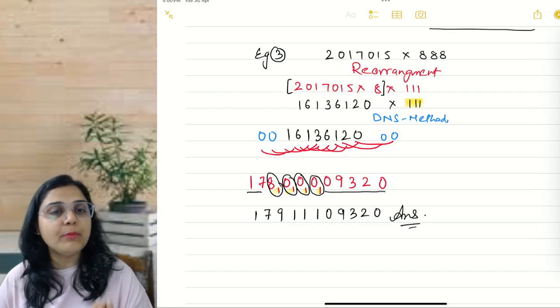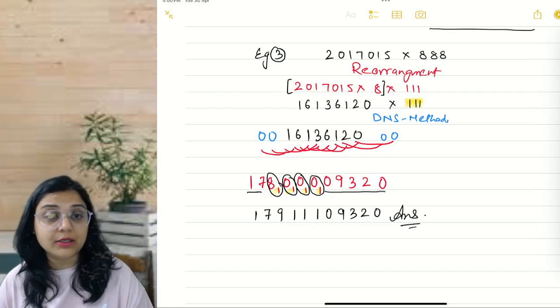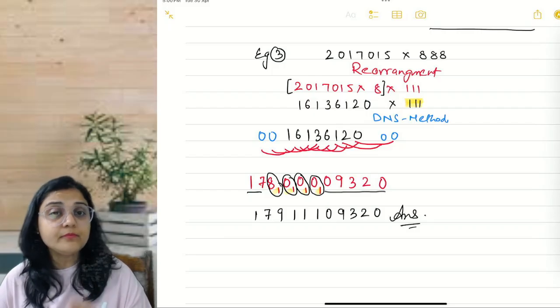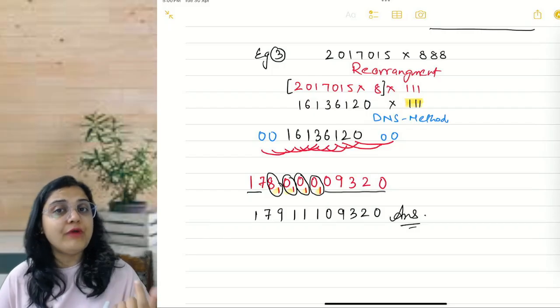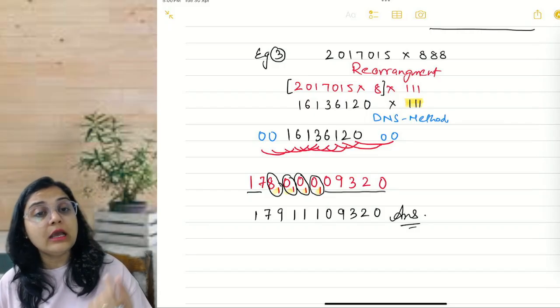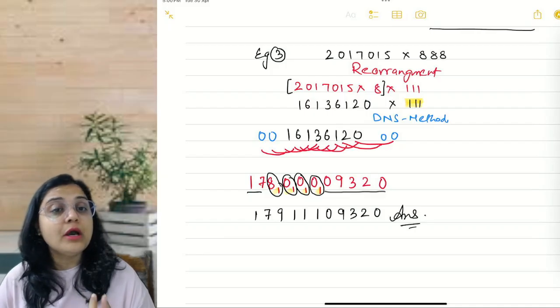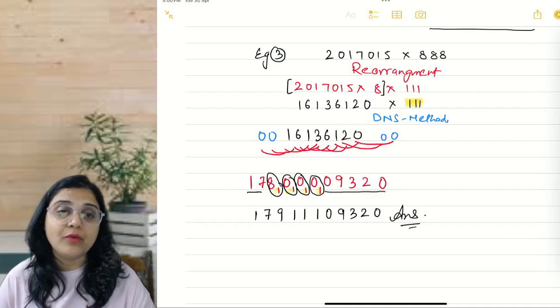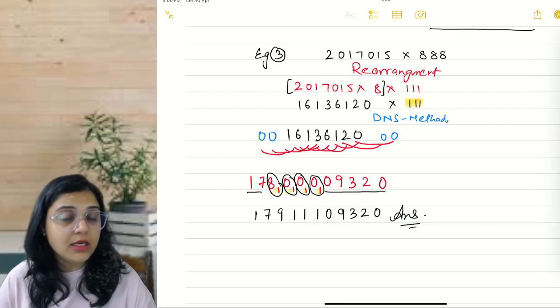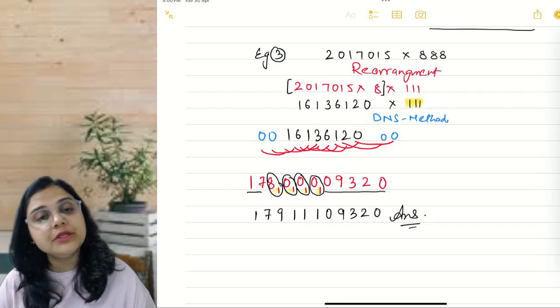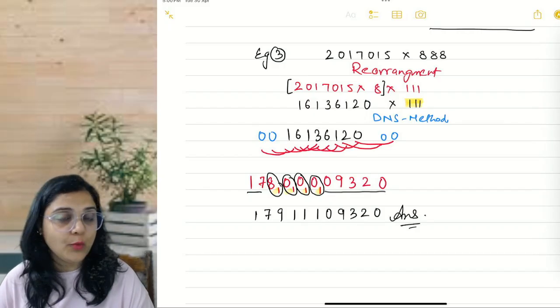So in the same way, if you have any multiple of 111 multiplied with the number, you can always split that multiple of 111 as the factor, right? Rearrange the numbers, find the product, and then convert the given question into a situation where you will get 111 as one of the multiplicand or multiplier, right? And then use the double zero sandwich method, and in this way you can do all the questions.